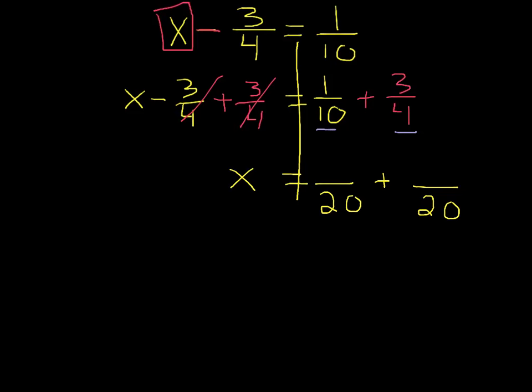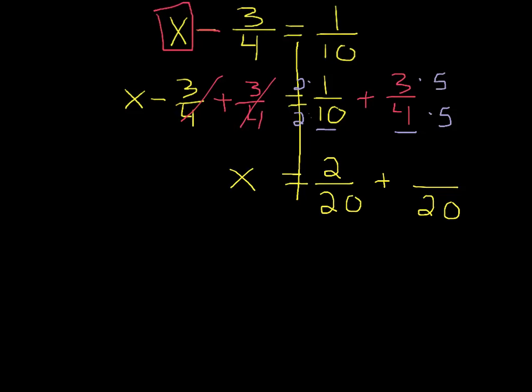Well, to get 10 to 20, I'd have to multiply by 2. So I have to multiply the top by 2 to get 2 over 20. And then, what do I have to multiply 4 by to get to 20? Multiply by 5. So I multiply the top by 5.